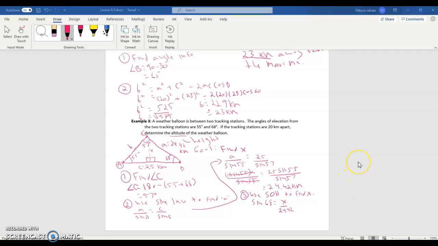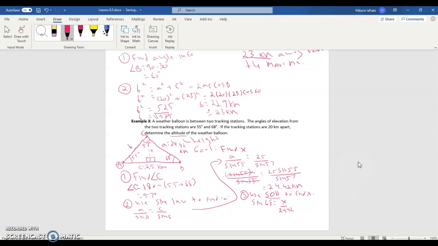This is 8.5 part 3. We're just going to finish off example 3 here. We're just in the process of finding x using our SOHCAHTOA, specifically the SO part here. We said the sine of 68 is the opposite over the hypotenuse, so x over 24.42 kilometers.